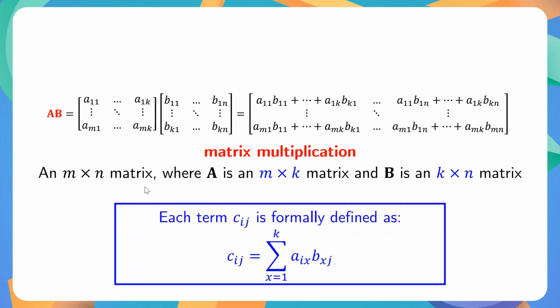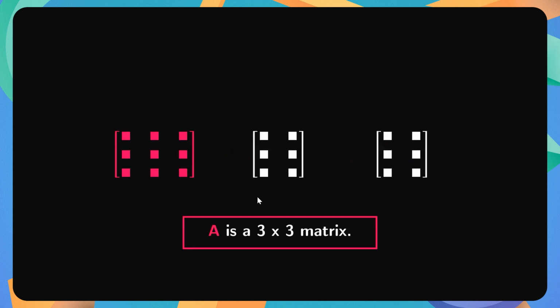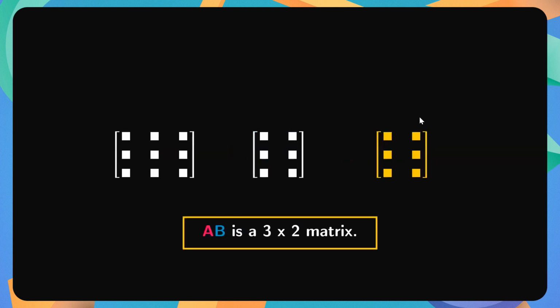So matrix multiplication, each of its terms are formally defined as the following, wherein you have a summation of the product of A sub ix times B sub xj, wherein x is equal from 1 to k. This formula may seem intimidating at first, but I will show here a simulation of matrix multiplication. We have here matrix A, which is a 3 by 3 matrix, B, which is a 3 by 2 matrix, and AB, which is the product, which is a 3 by 2 matrix.